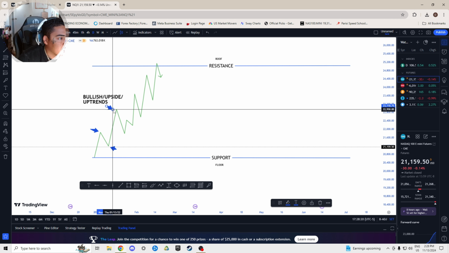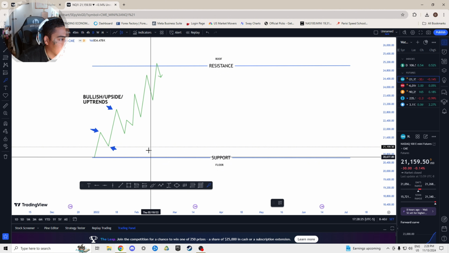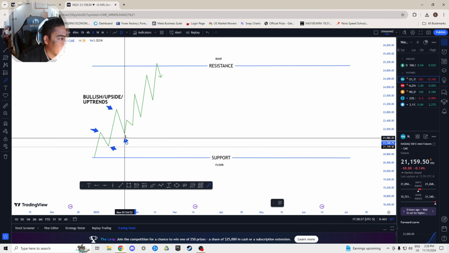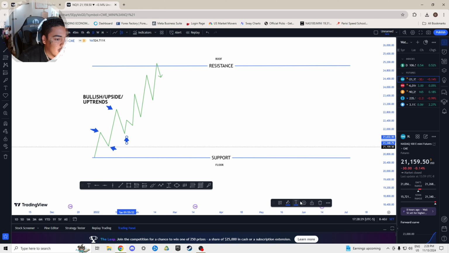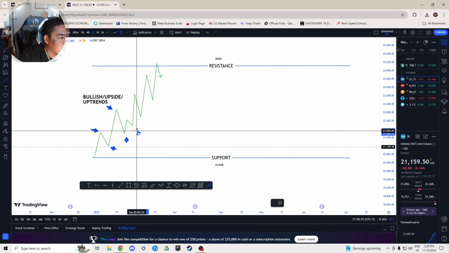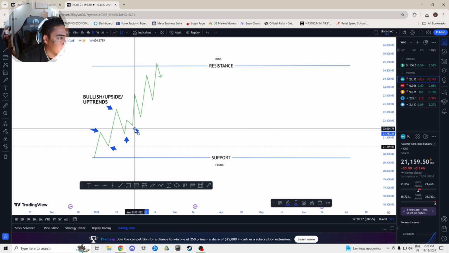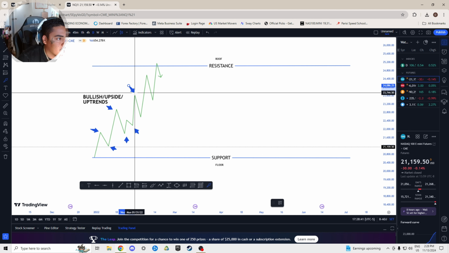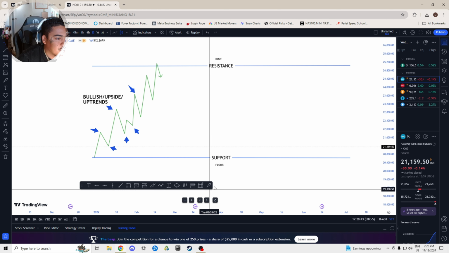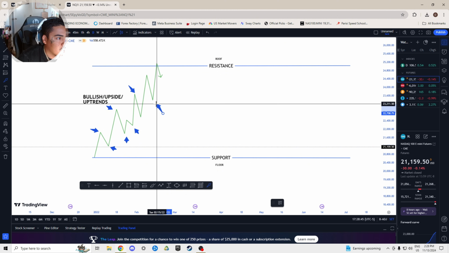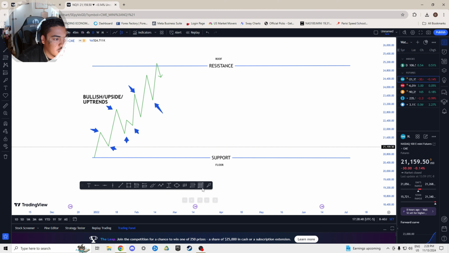Higher highs. Where's the tool at? Higher lows. Then we have a low right here. This area right here would be considered internal structure, so we just consider that a low. And then we have a higher high, higher low, and then we have a higher high.